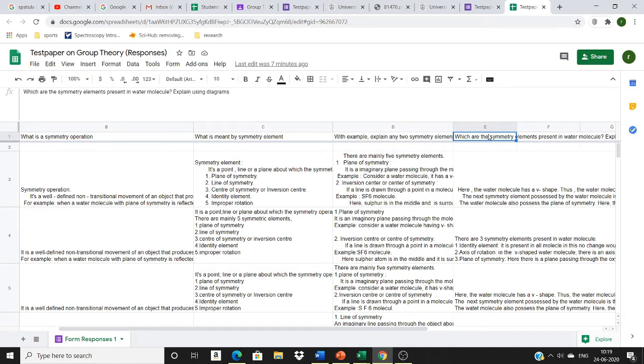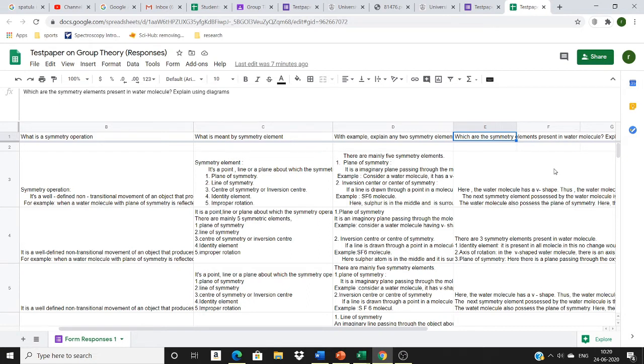Then, that's all we have. For the water molecule, we have capital E, the identity element, comma, then we have capital C suffix 2, the C2 axis, comma, sigma. Sigma is the plane. We have two sigma planes. Okay, this is how you should write. I hope it is clear for you.